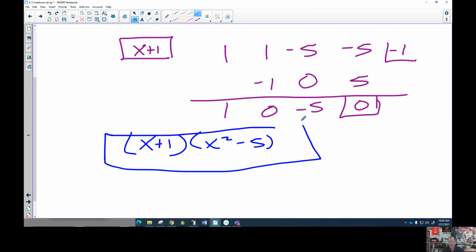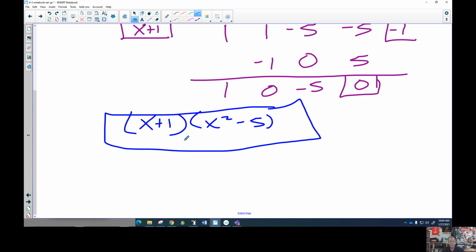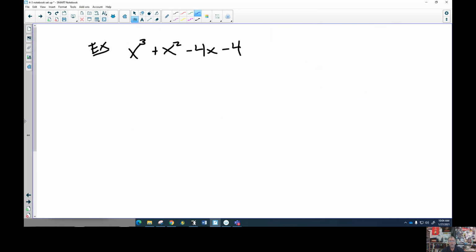This is our solution. X plus 1 times x squared minus 5. Those are our two binomial factors. That's all we have. It's not asking for your solutions. All we're looking for, there was no solution to this. It was just a polynomial. We're just looking for the binomial factors. All right. So let's do another one.